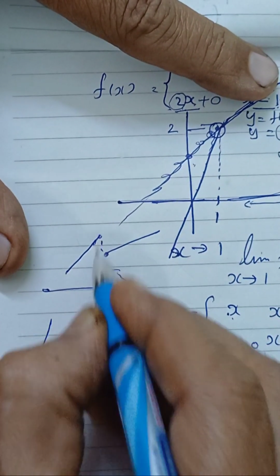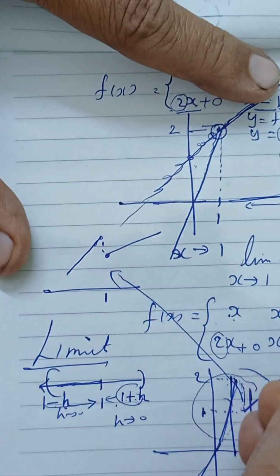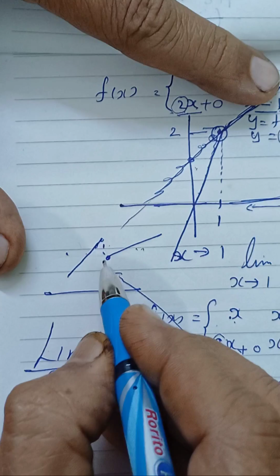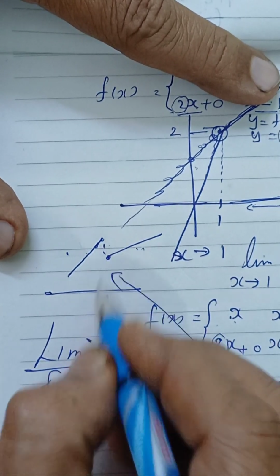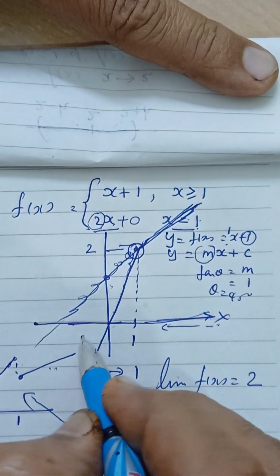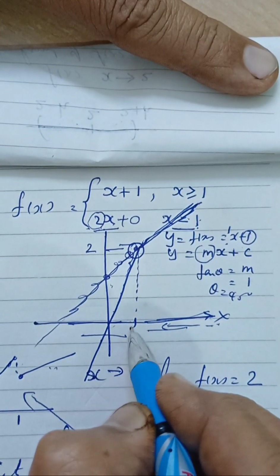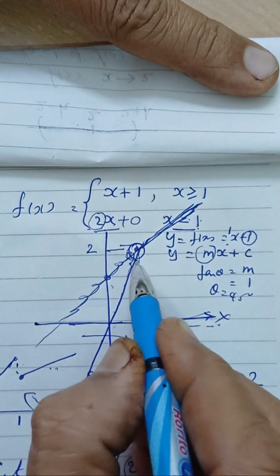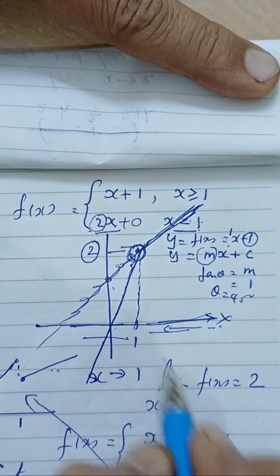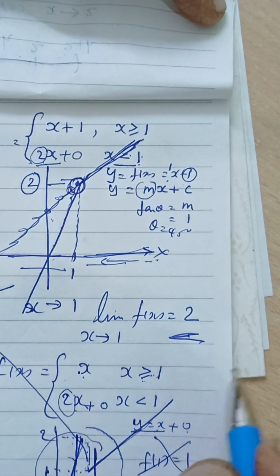So the approaches of this function on either side are not the same. So we say the limit does not exist. But in the previous case, the approaches from both directions were tending towards the same value. So in that case, you say the limit of the function exists, and that is 2.